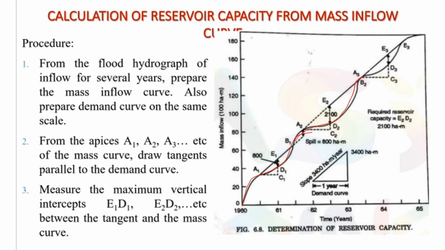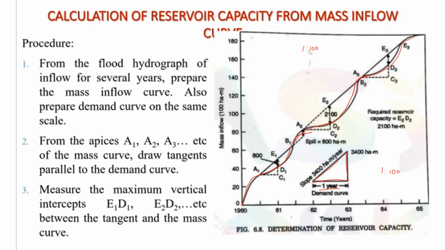After drawing the mass inflow curve, we need to draw one more curve, that is the demand curve. The demand curve looks like this, having a slope. This demand curve is particularly for 1 year. While drawing the demand curve, it is very important to note that the scale of the mass inflow curve must be followed for the demand curve as well. If 1:100 is the scale for the mass inflow curve, then the demand curve will also be the same scale. That is important.